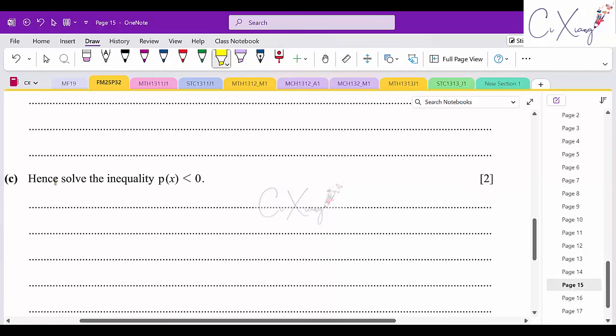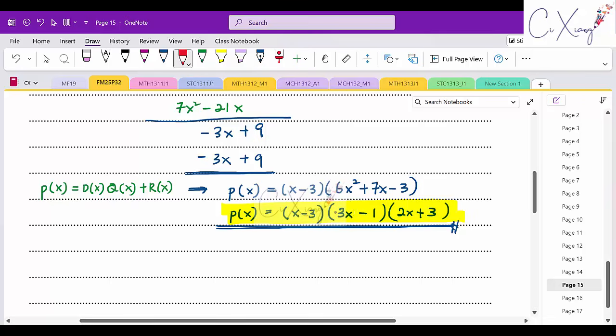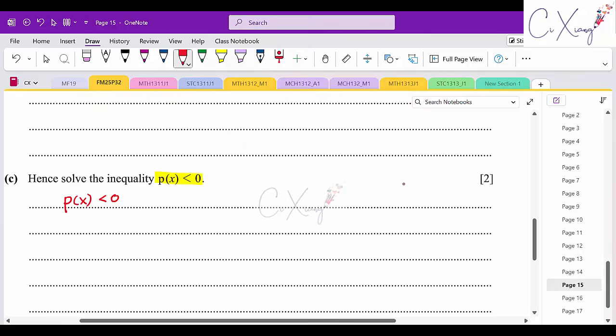For part C, they want us to solve the inequality px is smaller than 0. And there's a purpose why in this question for part B, they ask us to factorize it completely, because you can directly use the result here and substitute it in part 3. I'm having x minus 3, 3x minus 1, 2x plus 3. Okay, so I'm having x minus 3, then 3x minus 1, and also 2x plus 3.